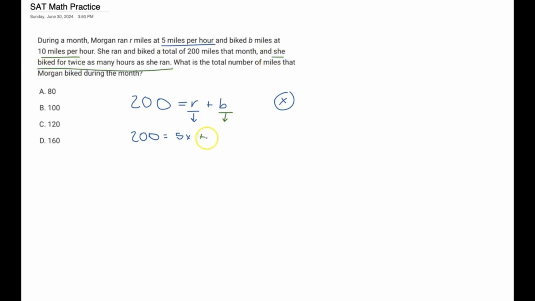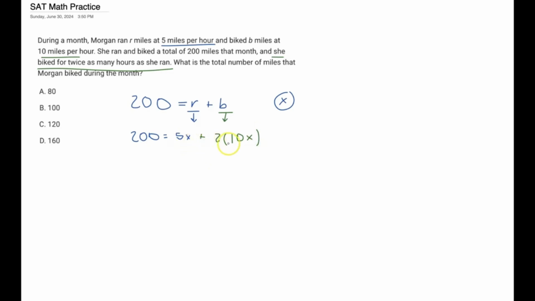So we can't just write 10x here, because we know that she biked for twice as many hours as she ran. And so we can put a 2 on the outside here, multiplied by the rate of 10x. x is just the amount of time she spends in activity. So watch what happens.